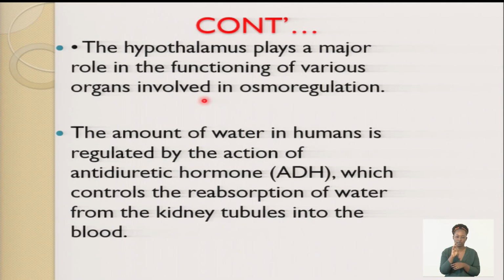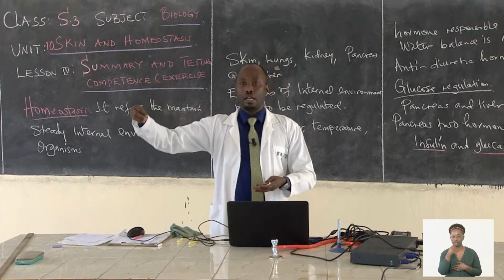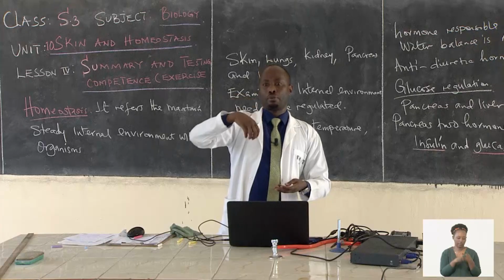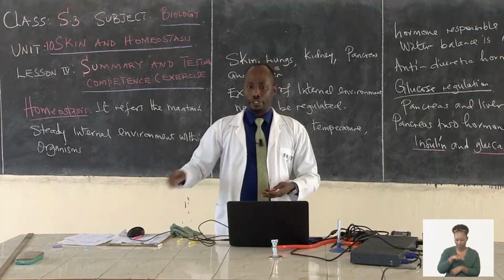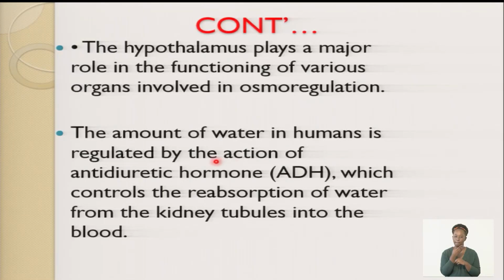Balancing of very many variables in our body. We talk about glucose, we talk about water; there are very many variables found in our body that need to be regulated. So I said the amount of water in humans is regulated by the action of a hormone which is called antidiuretic hormone, ADH. In full, it is antidiuretic hormone, which is produced by the pituitary gland.